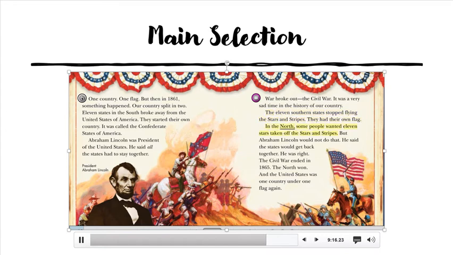In the North, some people wanted 11 stars taken off the Stars and Stripes. But Abraham Lincoln would not do that. He said the states would get back together. He was right. The Civil War ended in 1865. The North won. And the United States was one country under one flag again.